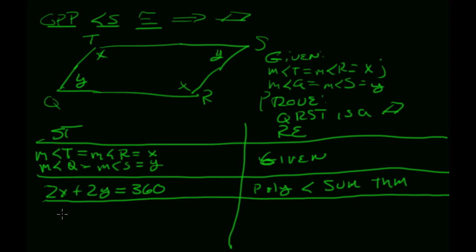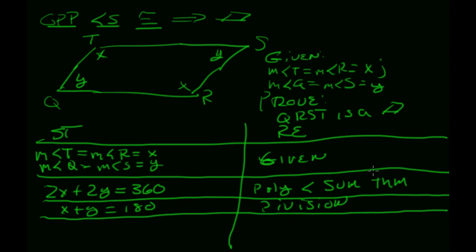Okay, so divide everything through by 2. That means X plus Y is equal to 180. That's a division property. And lo and behold, that means that angle T and angle Q are supplementary. It also means that angle Q and angle R are supplementary, which means if T and Q are supplementary, then TS has to be parallel to QR because the same side interior angles are supplementary.